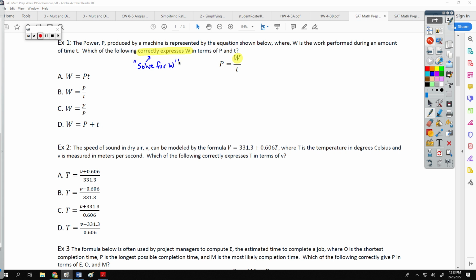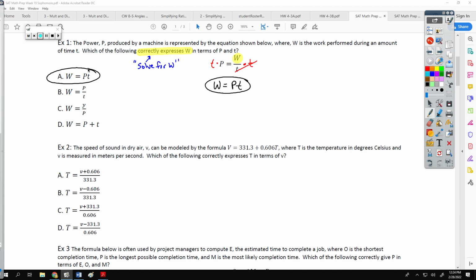If we look at that equation right now, we have P equals W divided by T. We need to ask ourselves, if we want to get W by itself, what operation do we need to carry out to get rid of the T? Well, right now that equation says P equals W divided by T, which means that to get rid of T, we need to do the opposite of division, which would be multiplication. We would multiply that side by T. Whatever we do to the right side of the equation, we also have to do to the left side of the equation, which means that this equation could be written as W equals P times T, which would be answer A.